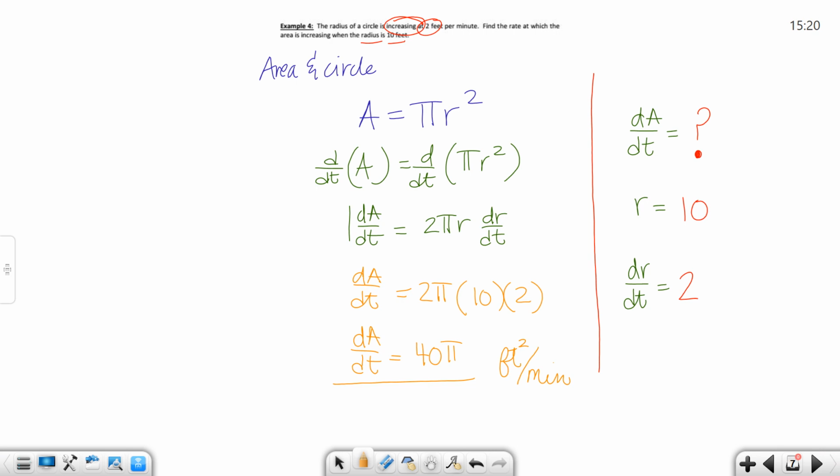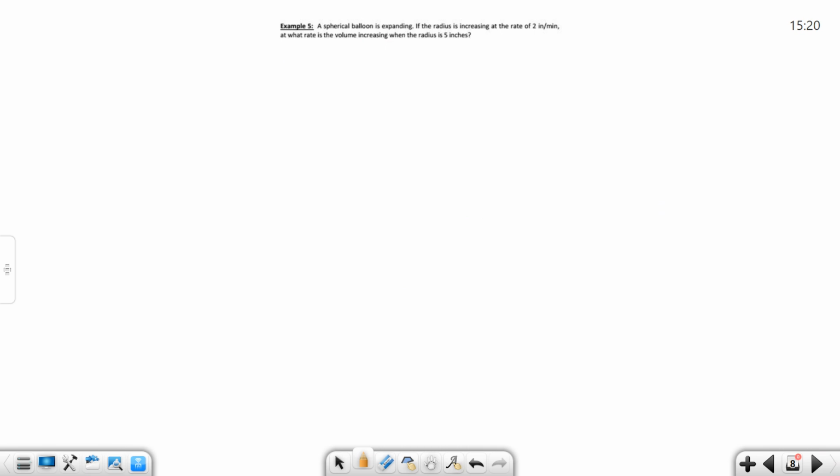Okay, so let's try another one of those. A spherical, okay, so that means sphere. I'm looking for a sphere in my formula list. A spherical balloon is expanding if the radius is increasing at a rate of 2 inches per minute. At what rate is the volume increasing? So my keywords there are volume and sphere. Okay, the formula for the volume of a sphere is 4/3 pi r cubed.